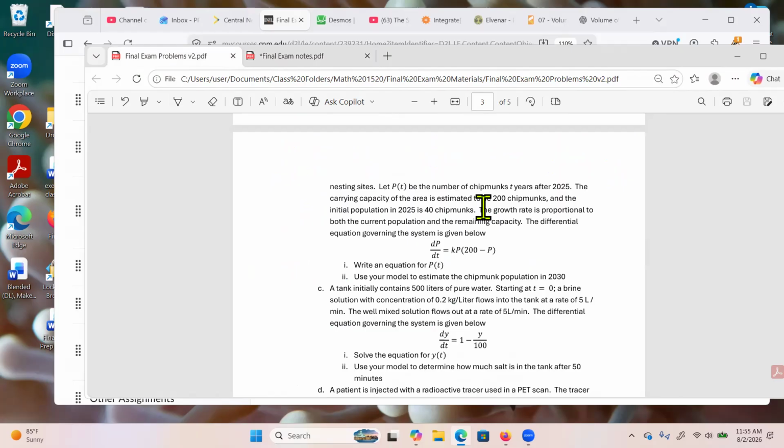Okay. So let's see here. We have a tank that initially contains 500 liters of pure water. There's no salt. So when we begin with this, we're going to say, okay, Y is the kilograms of salt. T is going to be, I guess, in minutes, and we can go ahead and start with that. Yeah, we have minutes sitting here. Okay, so that's what we have.